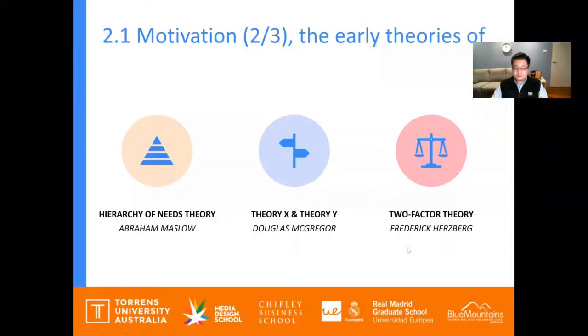Let's see, lots of this. I put three earlier theories of motivation here. First one is the hierarchy of needs theory, introduced by Abraham Maslow. Second one is theory X and theory Y, introduced by Douglas McGregor. And last one is the two-factor theory, introduced by Frederick Herzberg. These three are probably the most famous theories in human resource management, management principles, and also in these organizational behavior theories.